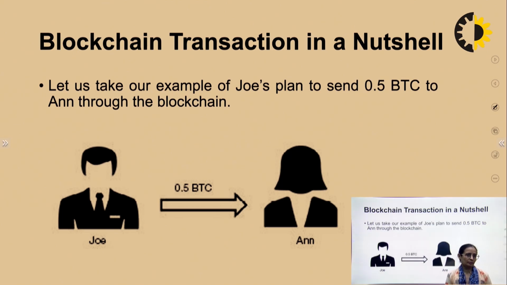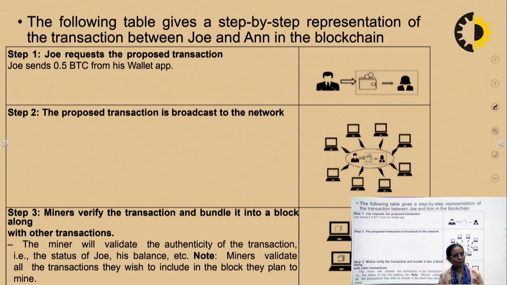When we talk about a blockchain transaction, let us take a simple example. We have user 1 and user 2, and we want to transfer 0.5 bitcoins from user 1 to user 2. If we implement this transaction in the Bitcoin environment, what are the steps? The very first step is that Joe requests the proposed transaction. That is, Joe sends 0.5 BTC from his wallet app.